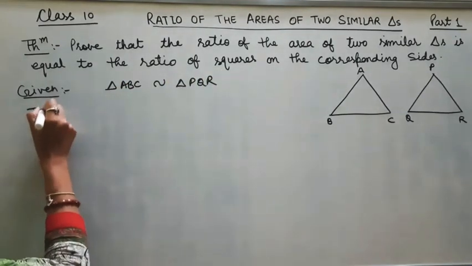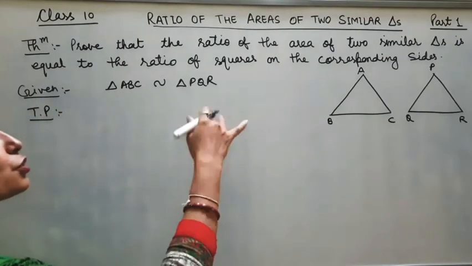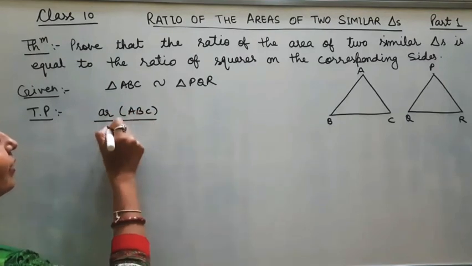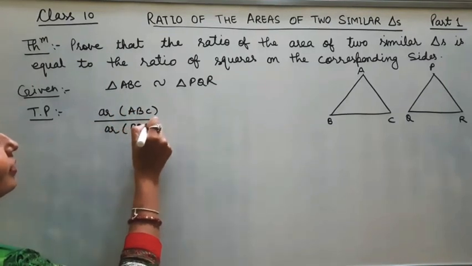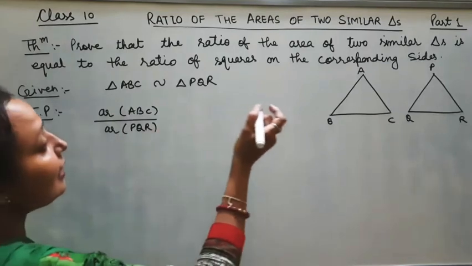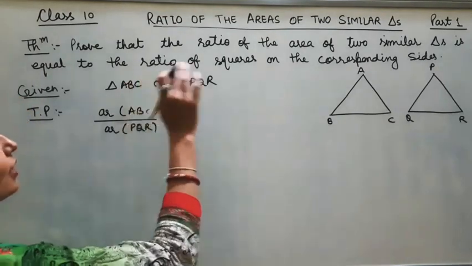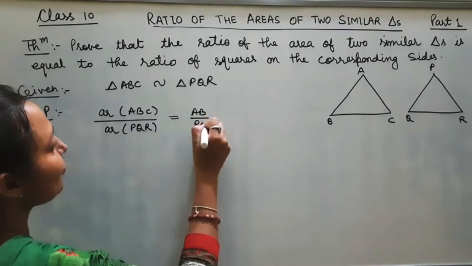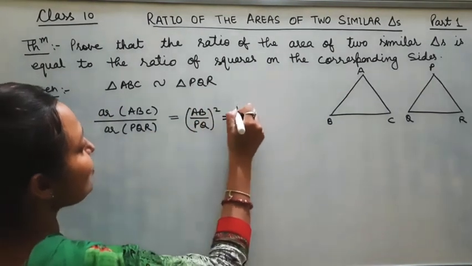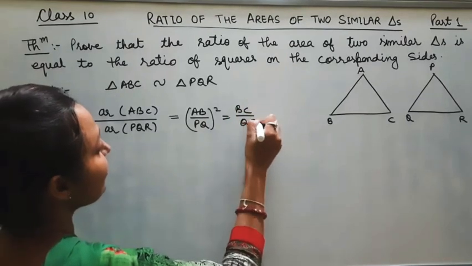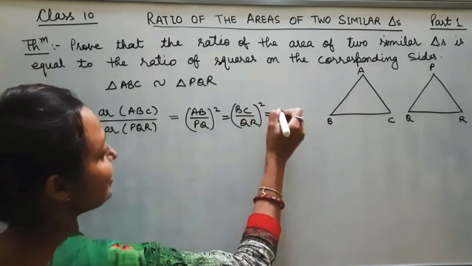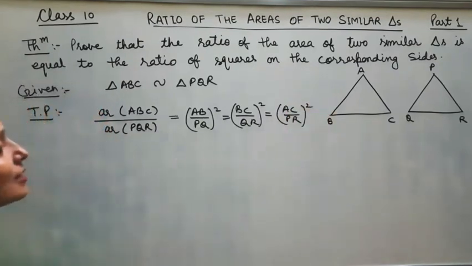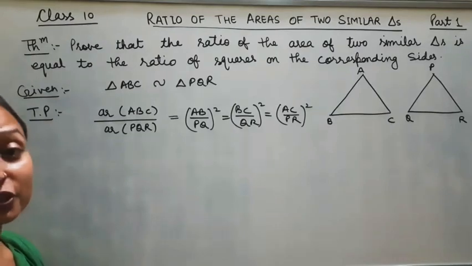To prove, you have to prove the ratio of areas: area of ABC divided by area of PQR. This ratio of the areas is equal to the ratio of the squares of corresponding sides. That means AB upon PQ is equal to BC upon QR is equal to AC upon PR. So this is the value which you have to prove.